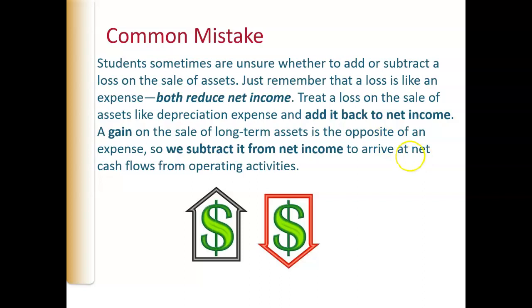We want to get rid of net gains or net losses because they don't fit in the operating section. So a gain adds to net income, therefore that's why we're going to subtract it. A loss reduces our net income, that's why we're going to add it back to get rid of it. Does that make sense, guys?